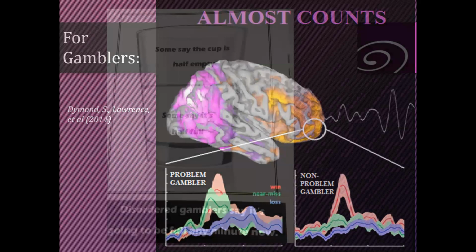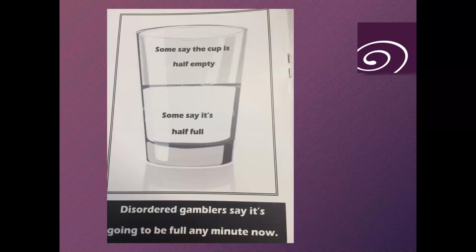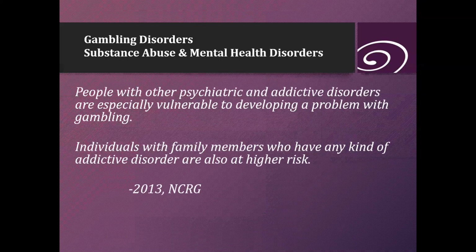So here's a really nice way of saying it. Some folks say the cup is half empty. Some say it's half full. Gamblers say it's going to be full any minute now, right? There's the optimism. Any minute now, it's going to be full. Okay. So that's your big picture view of gambling. We're going to talk a little bit about substance use.